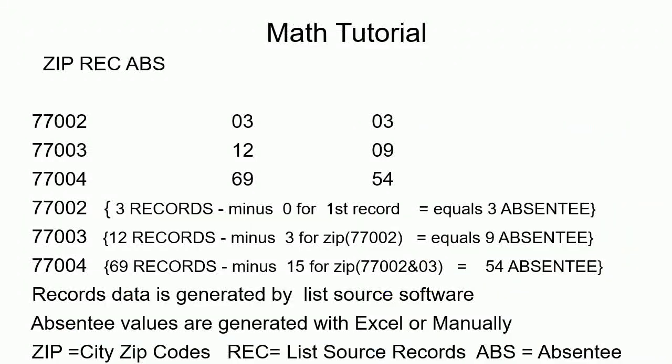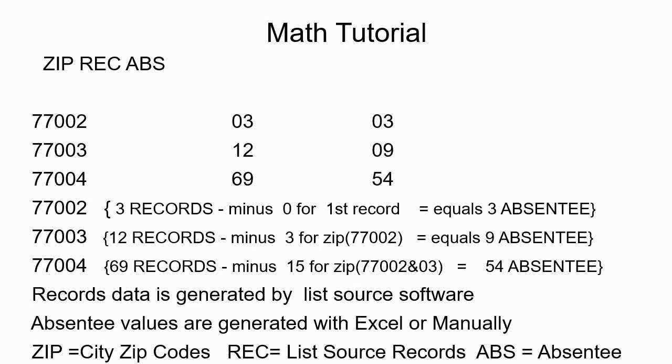Math tutorial. This math tutorial will briefly overview the arithmetic involved when calculating the absentee values. The zip codes should have been previously input into the Excel spreadsheet. Next to the zip code, there should be a column labeled Records. These records are generated after loading zip codes one by one into the list source rectangular box. The absentee totals should be calculated by the Excel spreadsheet. You may configure it to do so. We shall now tabulate the absentee values to further understand the method used.